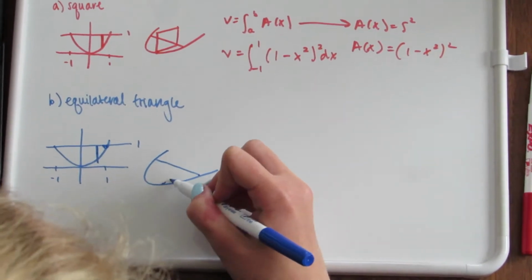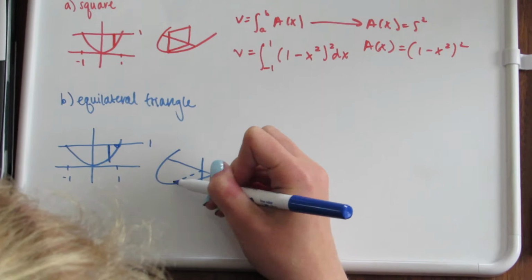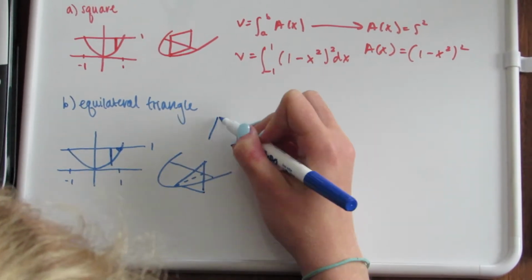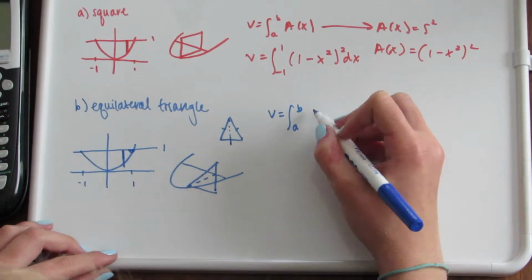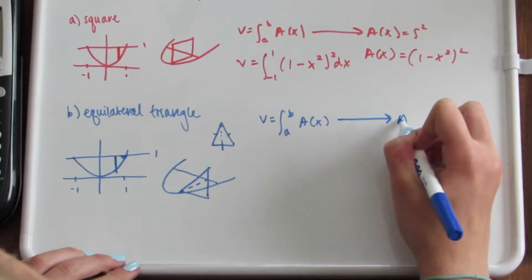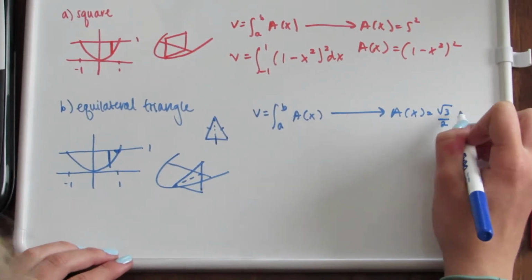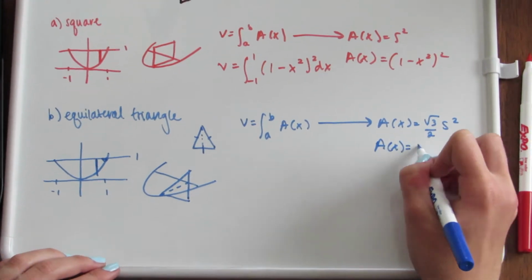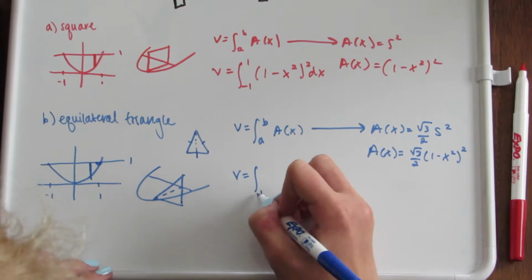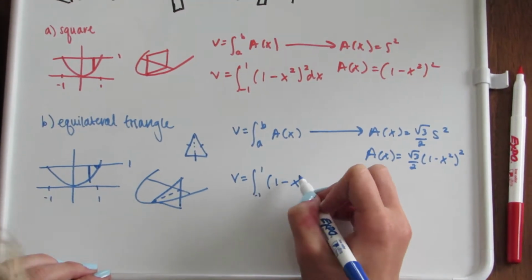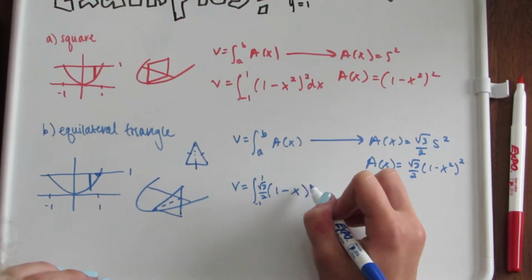And knowing that the area of an equilateral triangle is √3/4 s squared, we can plug in the given function y equals 1 minus x squared for s and apply the volume formula. Volume equals the integration from -1 to 1 of √3/4 times (1 minus x squared) squared dx.